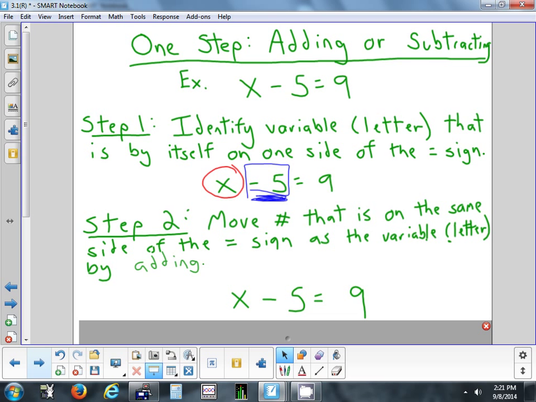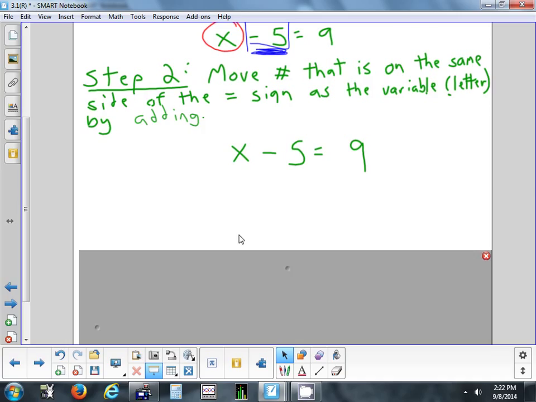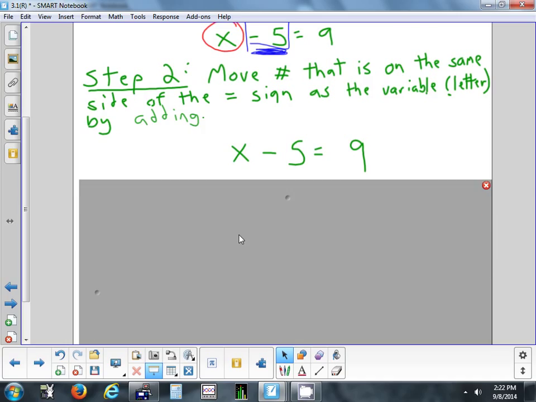So can I move this? Oh, it's 2 pages, right? I'm doing that. So we had x minus 5 equals 9. I'm missing stuff, I think. Actually, no, I didn't. It's okay.